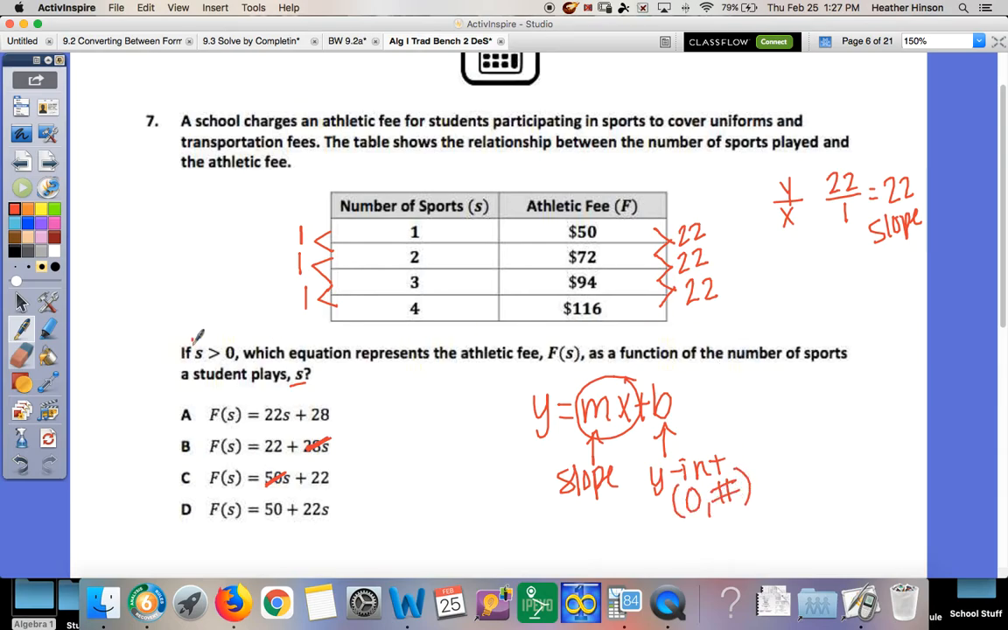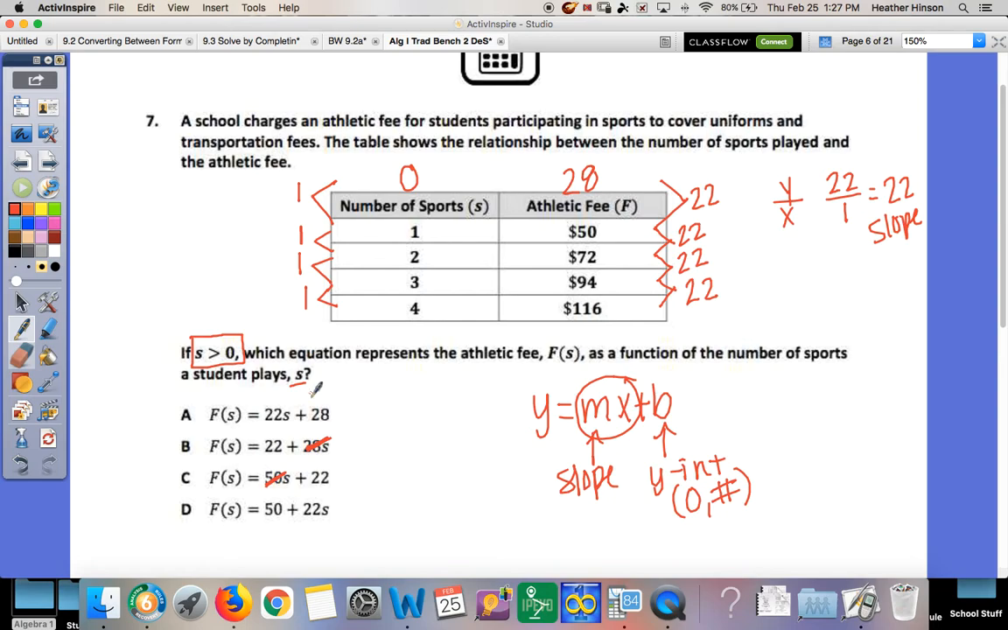So your problem does say s has to be greater than 0. That just means your kids have to play a sport. The student has to play a sport in order to be charged a fee. Your y-intercept is still at 0. That's never going to change. You have to find 0. So we subtract 1 over here to get 0. So on the right side, we subtract by 22. 50 minus 22 is 28.